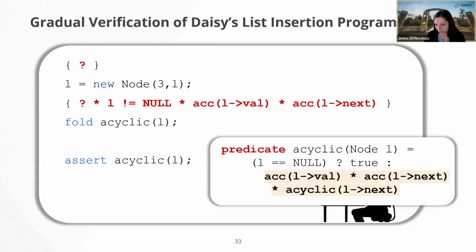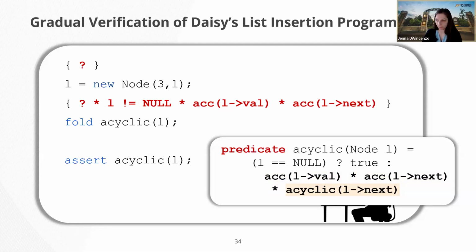Now, remember when we get to the fold, we are looking for acyclic of L's body. And when L is not null, which again is the case here, we just need to know those two accessibility predicates and that the rest of the list is acyclic. We do know the two accessibility predicates, but unfortunately this time, because Daisy didn't specify it, or the information is missing, we don't know that the rest of the list is acyclic. So the gradual verifier can't prove statically directly this information.